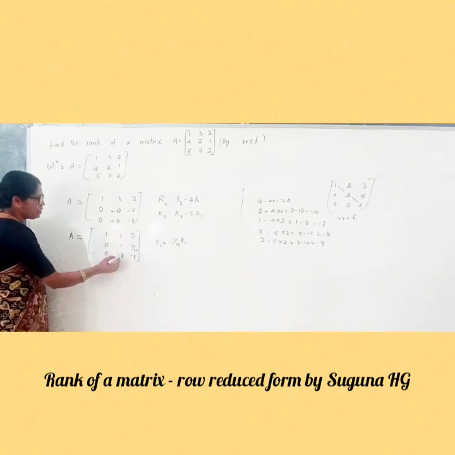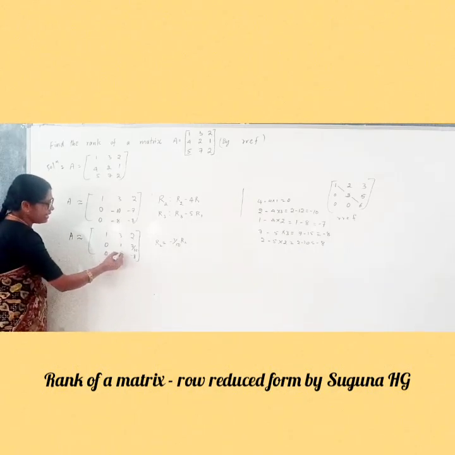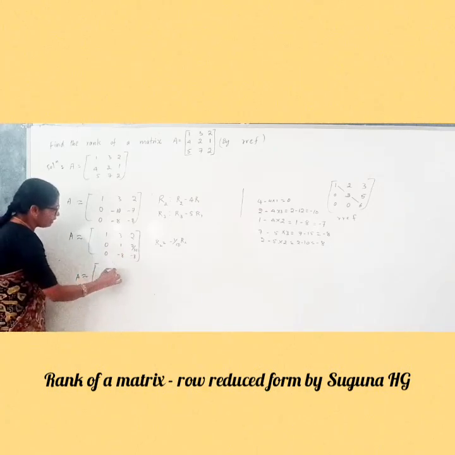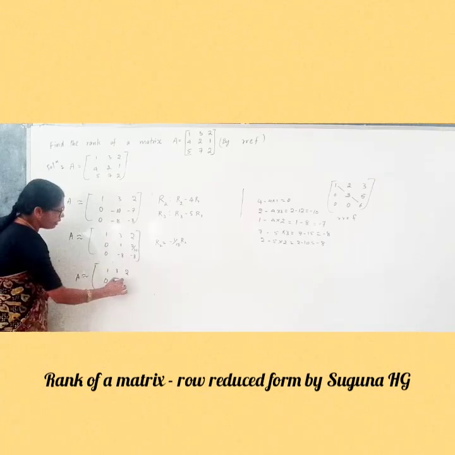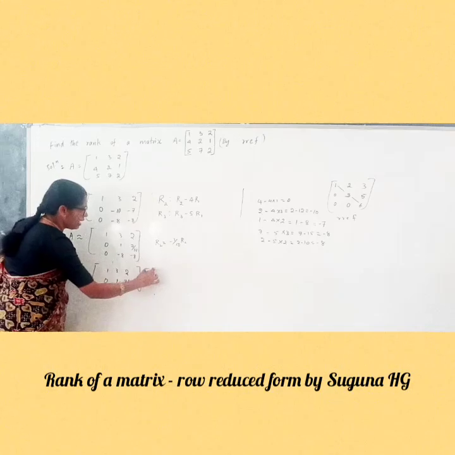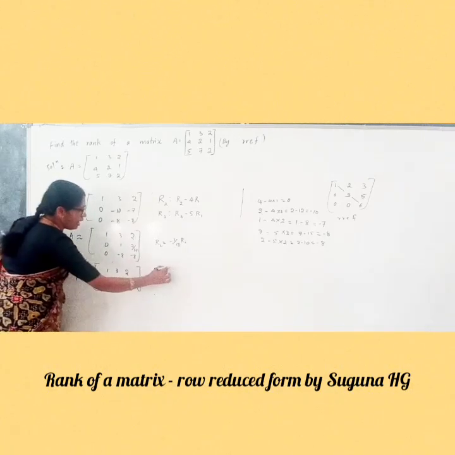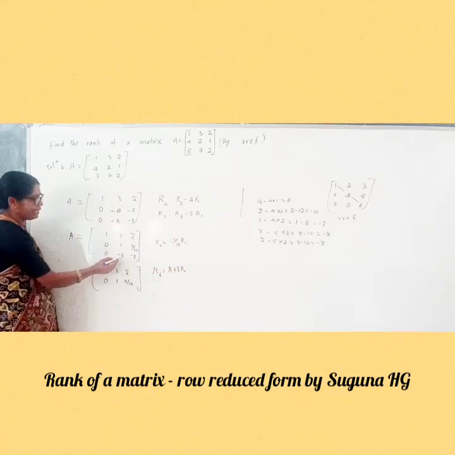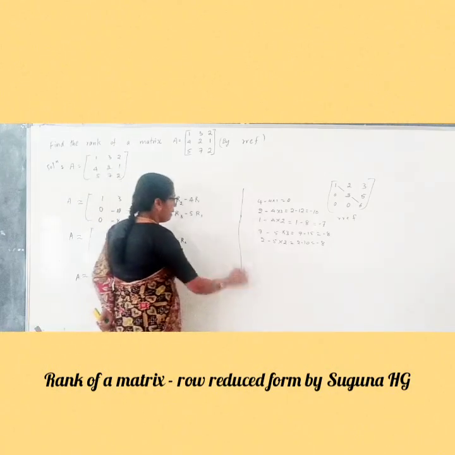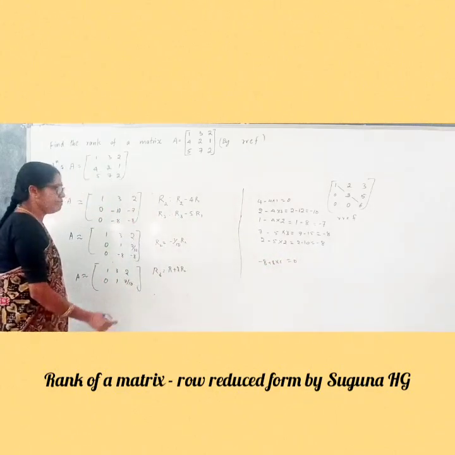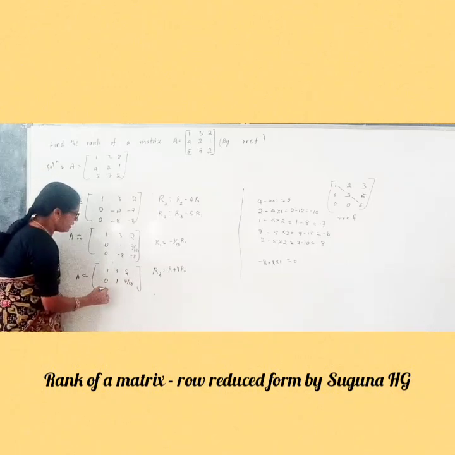So our next operation should be to cancel this minus 8. So A is congruent to 1, 3, 2, second row also as it is. Only in the third row I should make changes. So that is R3 equal to R3 plus 8R2. R3 plus 8R2. So you will get minus 8 plus 8 into 1. This becomes 0. The first element becomes 0. So 0 and this is 0.